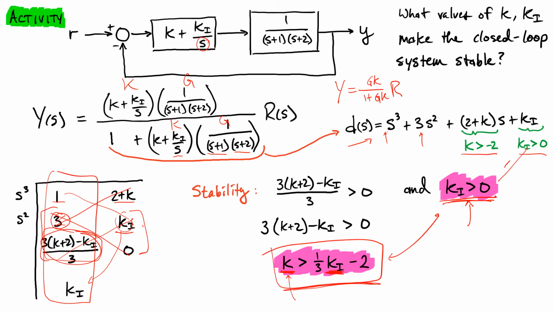So that's how you would use the Routh table after you've formed the closed loop transfer function to determine closed loop stability.